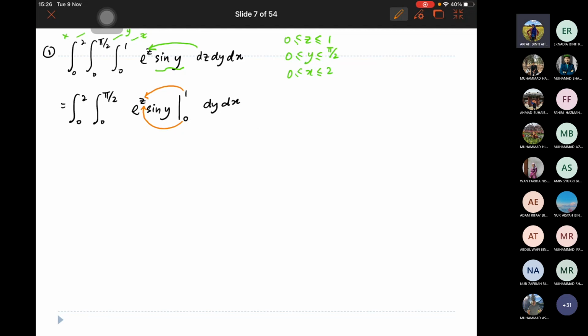So cuba buat the integration. What will you have for that one? Cuba settlekan. I give you time to do the integration.